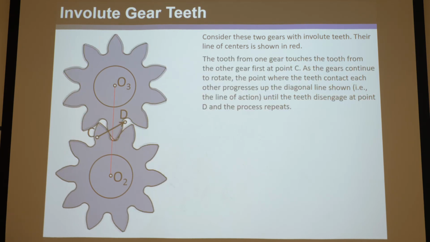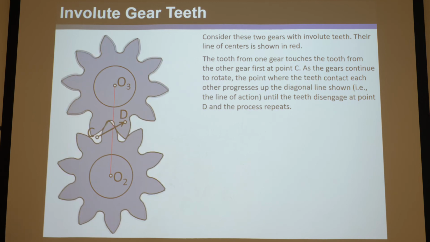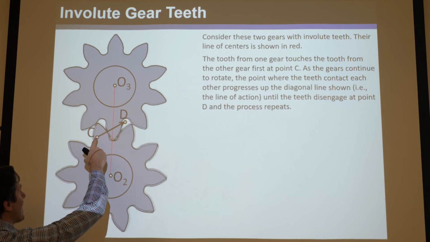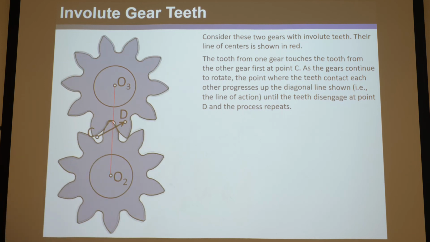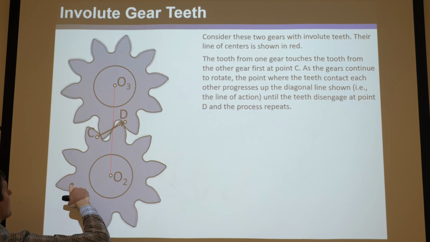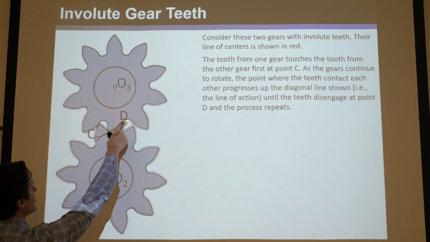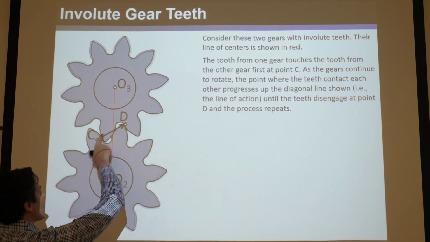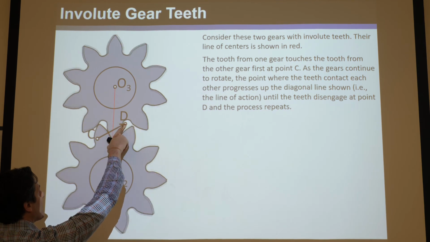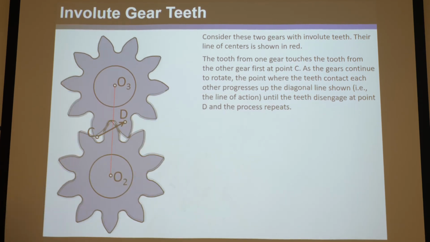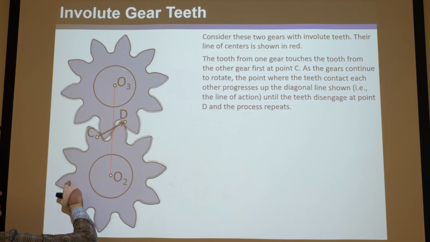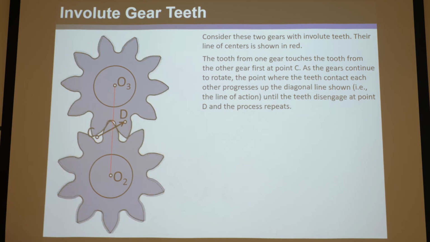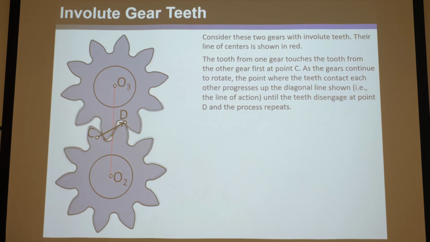A couple of facts here. This is the line of centers. Wherever the teeth first meet is called point C. You can see right there's where it touches, and it goes from point C along this line of action, or the pressure line, all the way up to point D where they release. So C is where they first touch, and D is where they release.